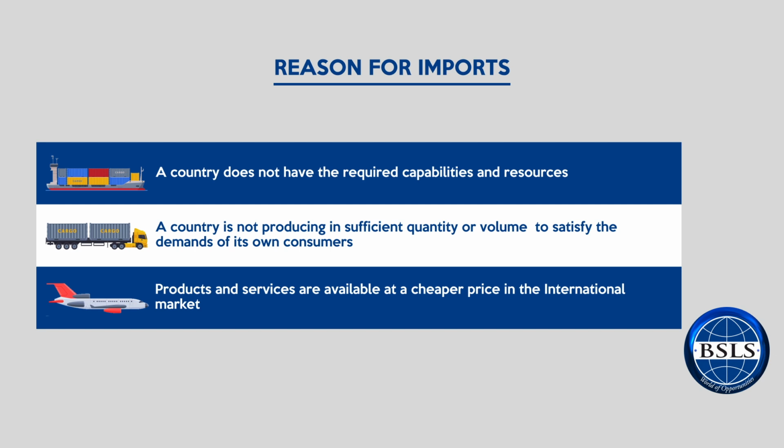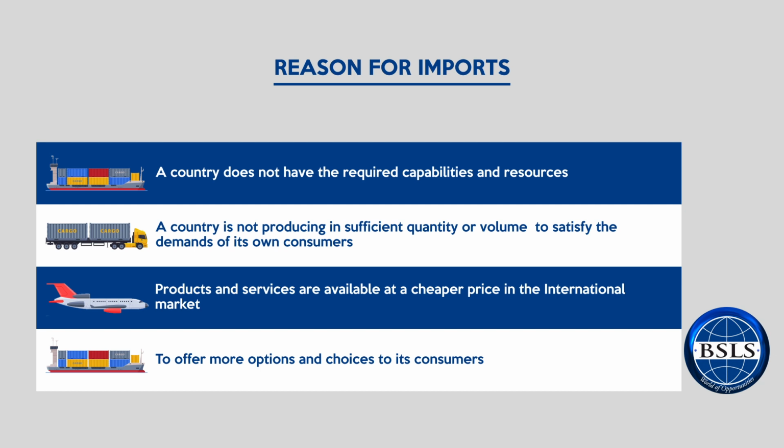The third reason a country may engage in an import is when they are able to identify products or services available at a cheaper price in the international market. An example can be procuring raw materials from the international market where they are available at a cheaper price to be used in the manufacturing process, or outsourcing of business processes to places with availability of cheap labor. The last reason for a country to engage in an import activity is to offer options and choices to its consumers. Examples are the different brands that are available in watches, cars, bikes, phones, etc.